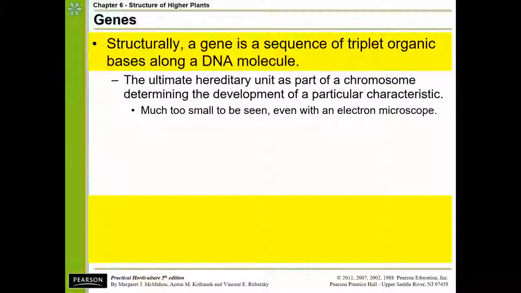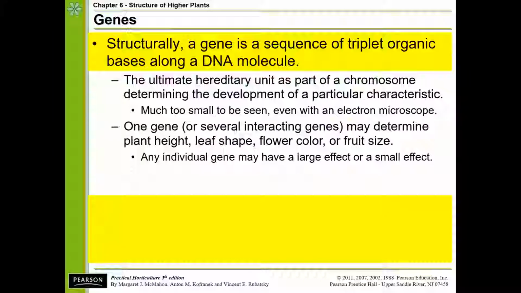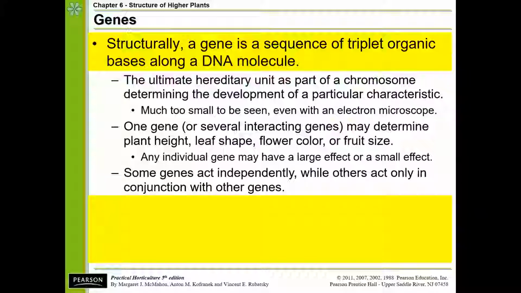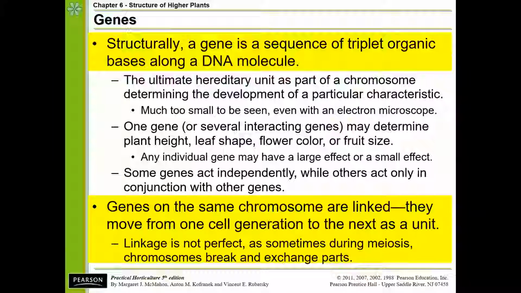So the gene is the ultimate hereditary unit, and it is a sequence of triplet organic bases. So some people put, it was a fill-in-the-blank question, some people put gene, which was the correct answer I was looking for. Some people just put triplet or organic bases in there, and I'm going to count those as well because that could have been slightly confusing. But remember, it is the gene itself that is that ultimate hereditary unit. Of course, genes can be linked together. And often it is several genes interacting together that can determine the different characteristics of a plant.